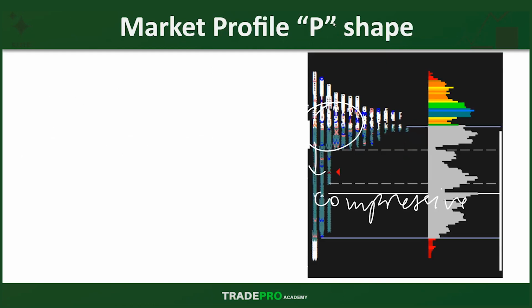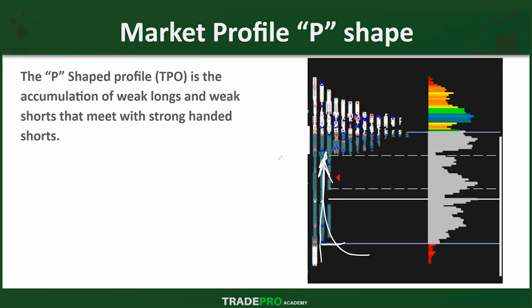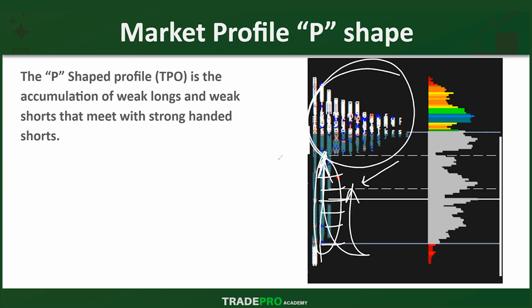In terms of the P-shaped profile, the P-shaped profile is what would look like a capital P, right? It's an accumulation of weak longs and weak shorts that meet with strong-handed shorts. What this tells us is that there's a period where prices go up, right? In this period of prices going up, there's buyers and sellers that are interacting, right? There are weak-handed sellers that are trying to hold the market from going up. There's weak-handed buyers that are actually moving the price up, right? They're not that strong. They're very balanced at this point, right? Realistically, the buyers are a little stronger. Now, what happens is this P gets created, which becomes a compressive period at the top of the profile.